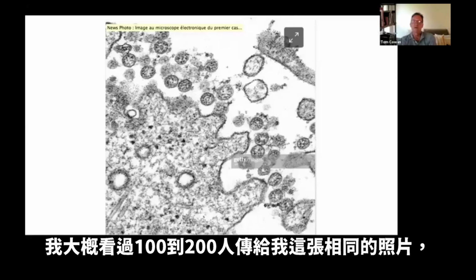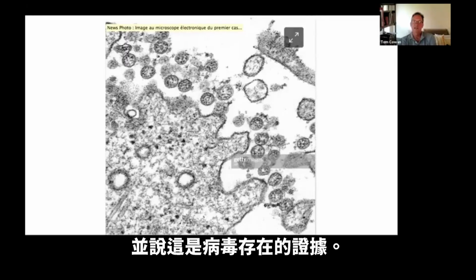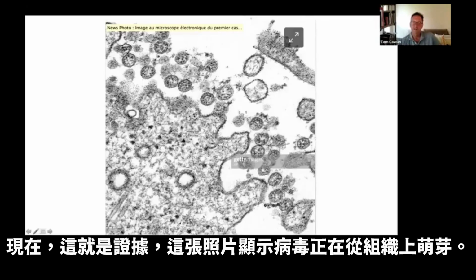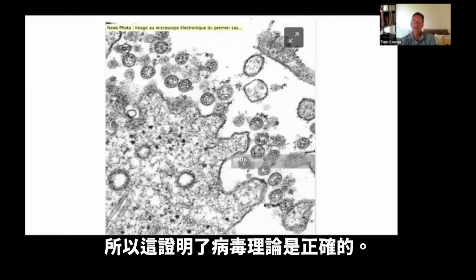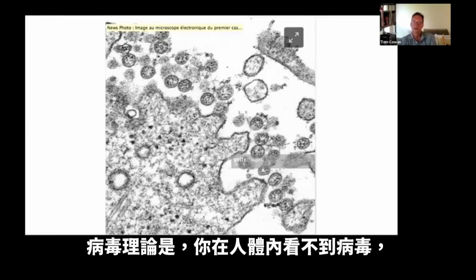I've seen probably 100 to 200 people send me this exact picture and say, this is proof that the virus exists. Now, here's proof, this one, that the virus is budding off of the tissue. So that's proof that the viral theory is accurate. The viral theory being, you don't see any viruses in the person.